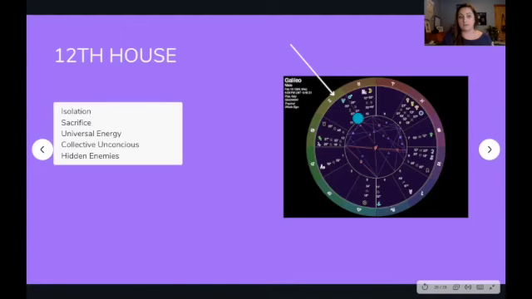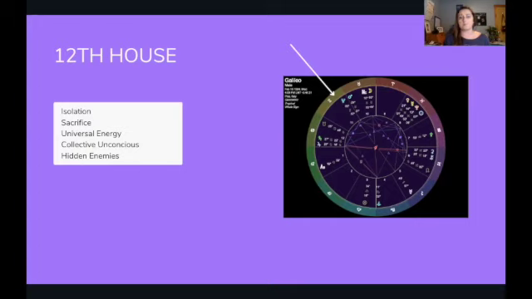Now we go to the 12th house. The 12th house is right here. Sorry, the arrow's not moving, but the 12th house is the final house within the zodiac wheel. And at the 12th house, we think of isolation. It's the end of this journey. We've become part of networks. We've become connected to others. And now we need to go back to ourselves.